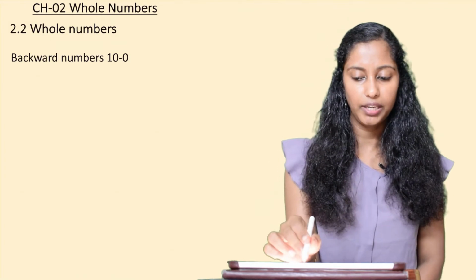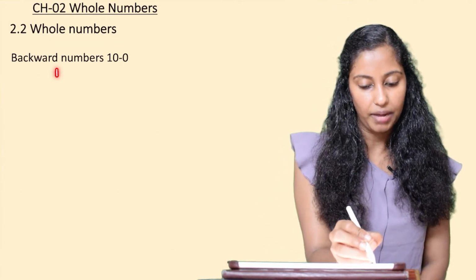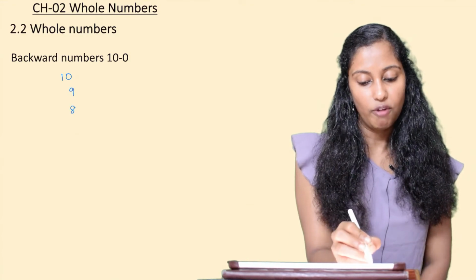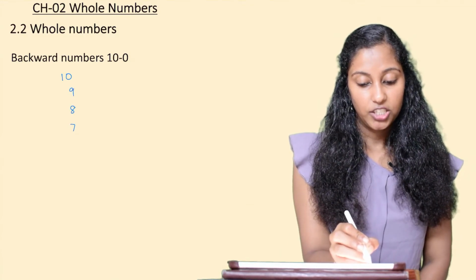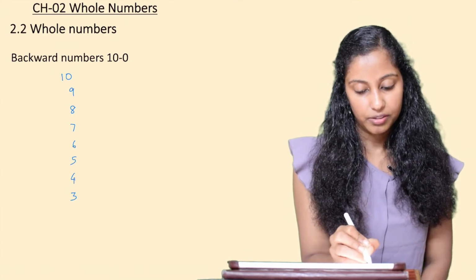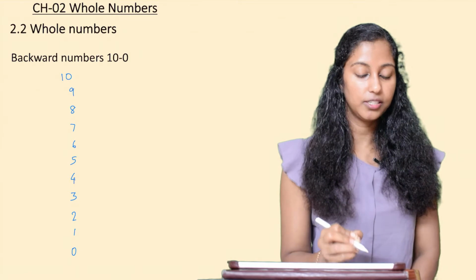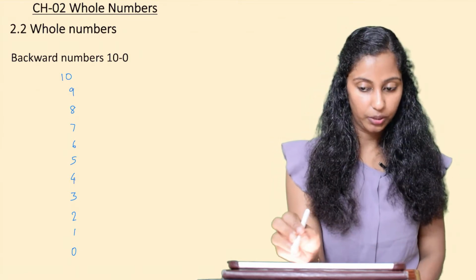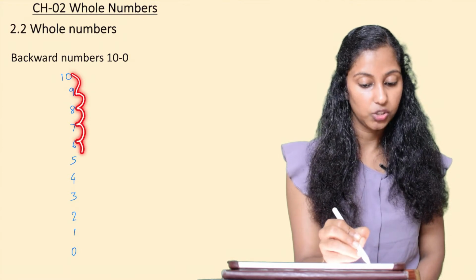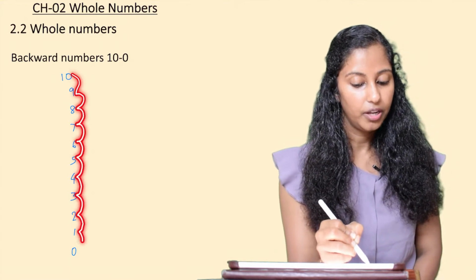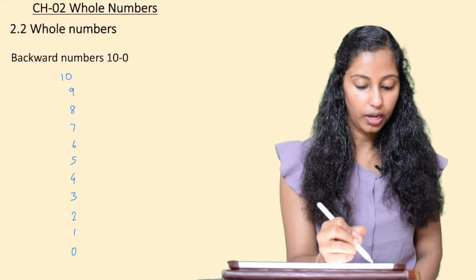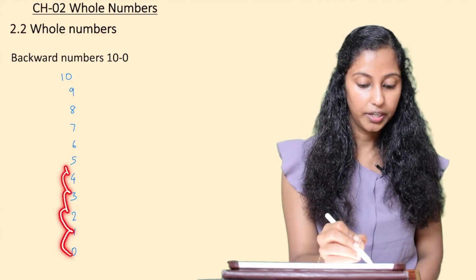Then here we have a very simple exercise of writing backward numbers from 10 to 0, which will remind us of our KG, kindergarten days. This exercise of backward numbers shows that when we are going down, we get a smaller number. Whereas on the other hand, if we go up, we get a bigger number.